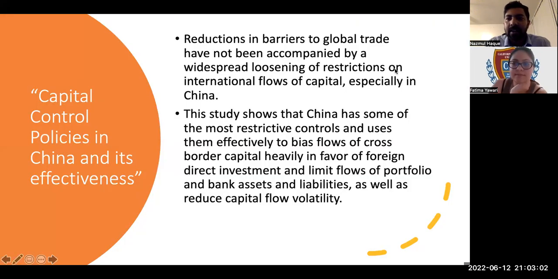So first slide, basically it's about my research topic. It is capital control policies in China and its effectiveness. So basically it's about China.